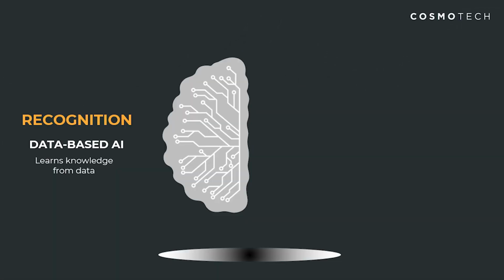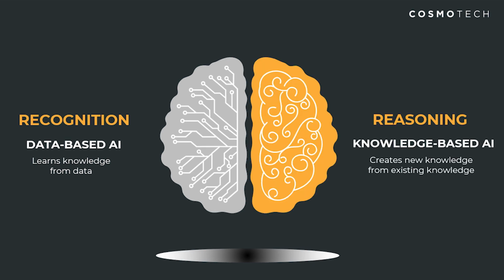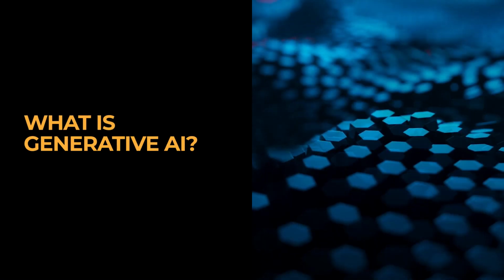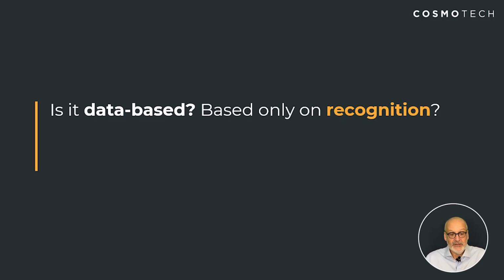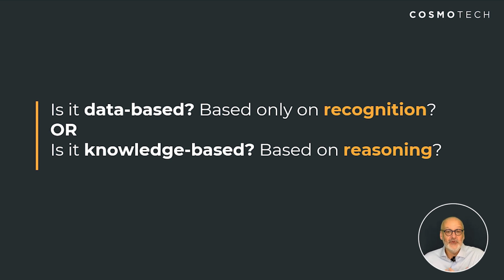So what we have seen is that there are two kinds of artificial intelligence. One that is based on recognition, that is based on data, learning from a lot of data, and the other one that is based on reasoning and it builds on knowledge. So you start from knowledge and you create new knowledge, and that is exactly what you do when you reason, right? And so the question, of course, I'm sure everybody asks is, okay, but generative AI, what is it? Where does it stand? How does it work in a way? Is it data-based, based only on recognition, or is it knowledge-based, based on reasoning?